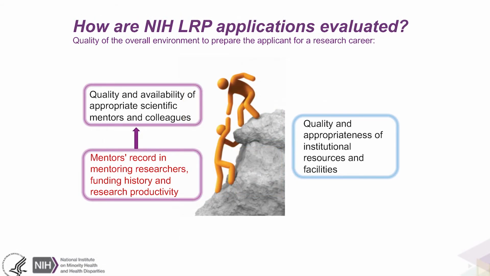They are going to also look at the quality of the overall environment to prepare the applicant for a research career. So for the mentors, they're going to look at the mentors' records in mentoring researchers, their funding history, and their research productivity. They are going to look at the quality and availability of appropriate scientific mentors and colleagues. And they are going to look at the quality and appropriateness of the institutional resources and facilities.